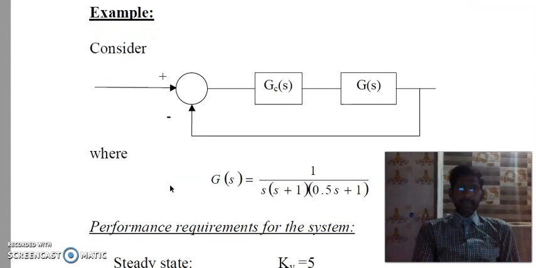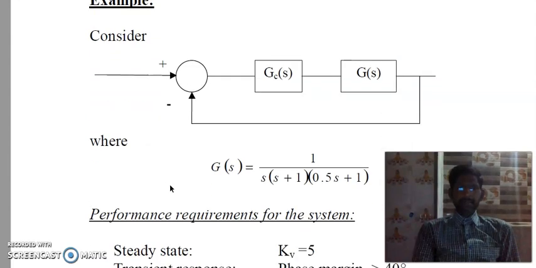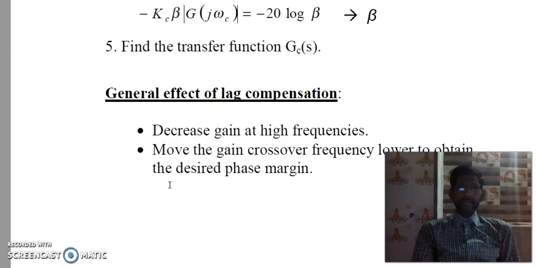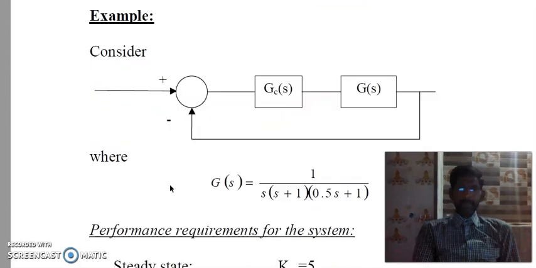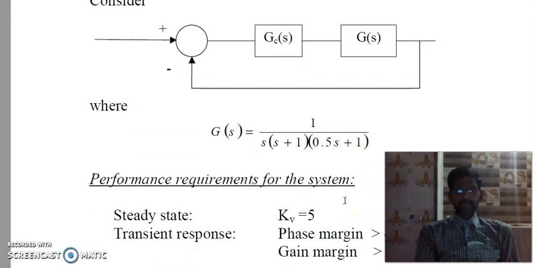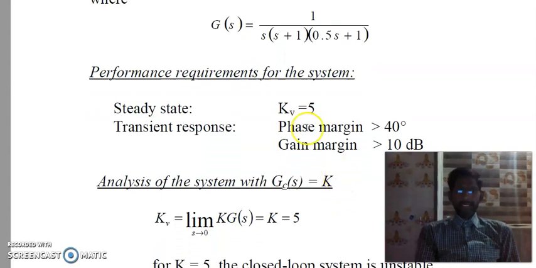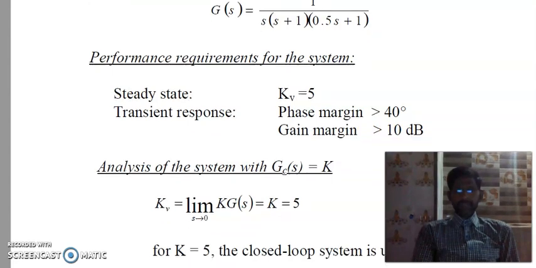Example, let us consider the lag compensator. With an example, the closed loop system for this lag compensator, G of s we are going to take as 1 divided by s into (s plus 1) into (0.5 s plus 1). The performance requirements for this system: steady state error Kv equal to 5. Transient response: phase margin greater than 40 degrees and gain margin greater than 10 dB. These are all the performance requirements.